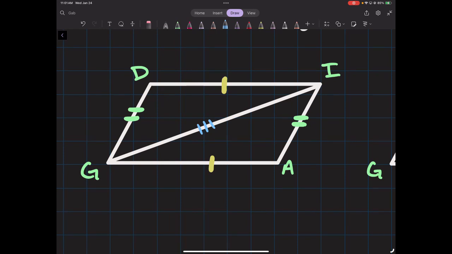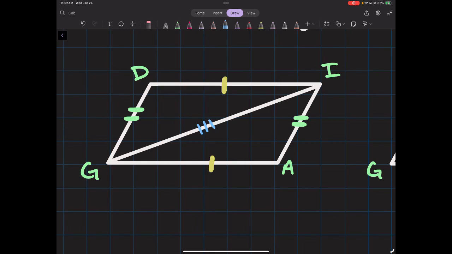Triangles, 3 letters. What 3 do we have? SSS, side. Okay, so those two triangles are congruent to each other. Yeah? So that's how we use a parallelogram and its diagonal to prove triangle congruence.